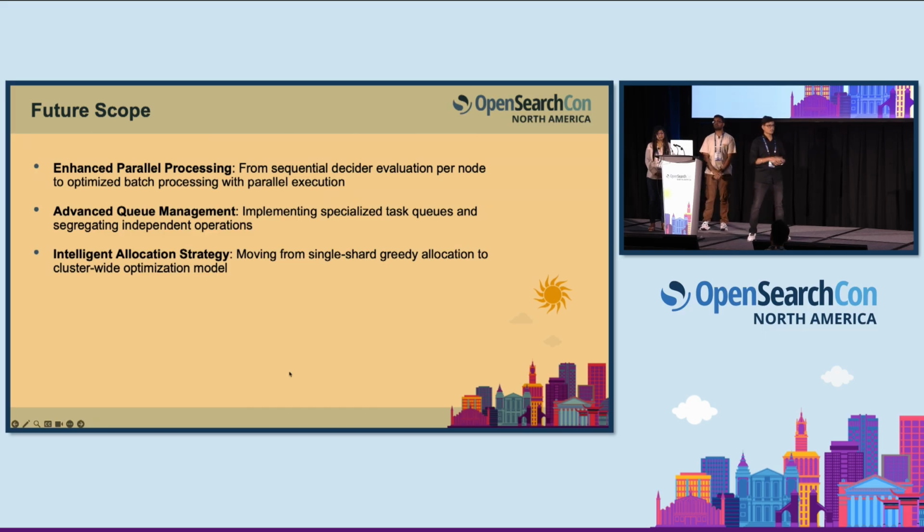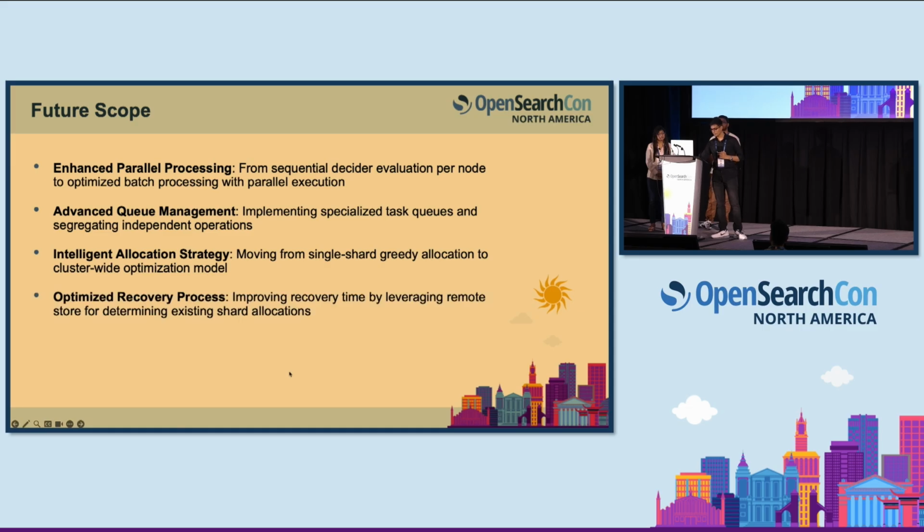Currently the shard allocation strategy is greedy in nature. It goes one by one and eventually identifies whether a later shard that comes in the allocation picture would be able to get allocated or not. It doesn't see the full cluster view while allocating all the shards. Probably this is an important piece of work that we might pick up, which would be an intelligent allocation strategy, moving from a single shard greedy algorithm to a cluster-wide optimization model.